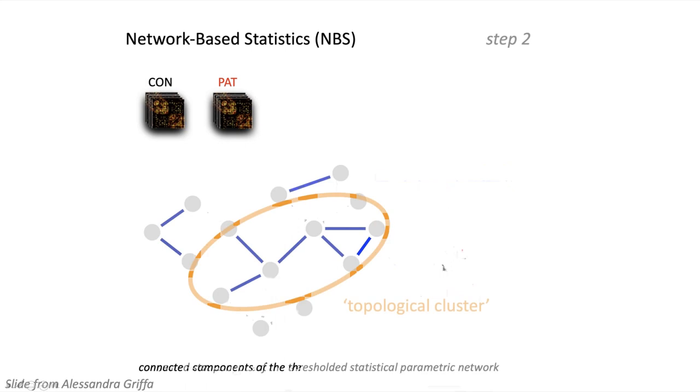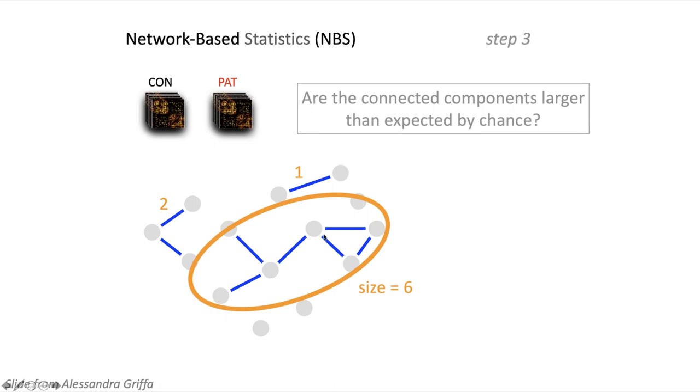And the trick is now to take a step away and see where are the links that are nearly statistically significantly different, and find the largest topological cluster of these links. So here in this case, we have a cluster of many links and nodes, and these are just smaller ones. And the size of this cluster is actually 6, so the number of links in this cluster is 6.